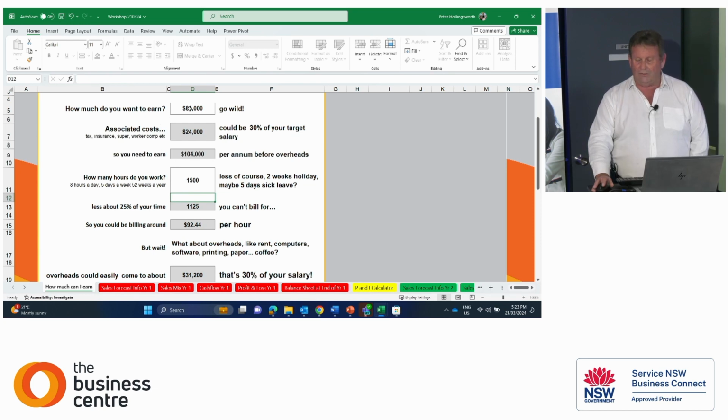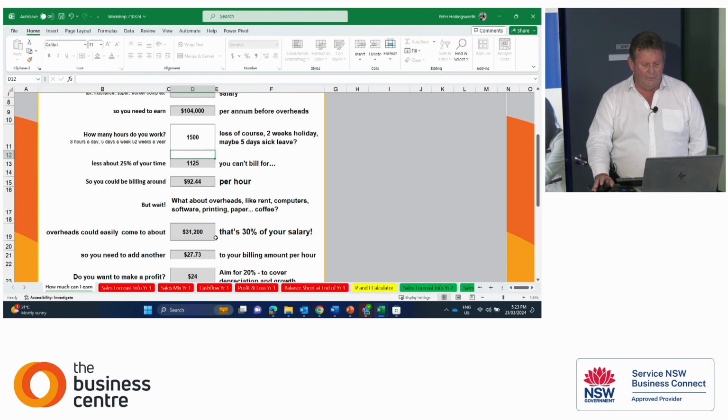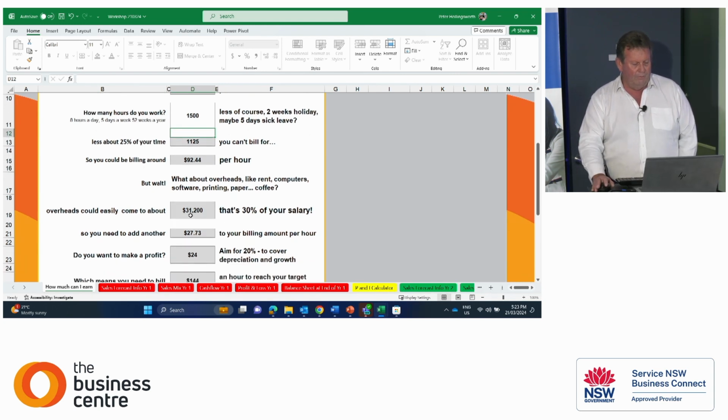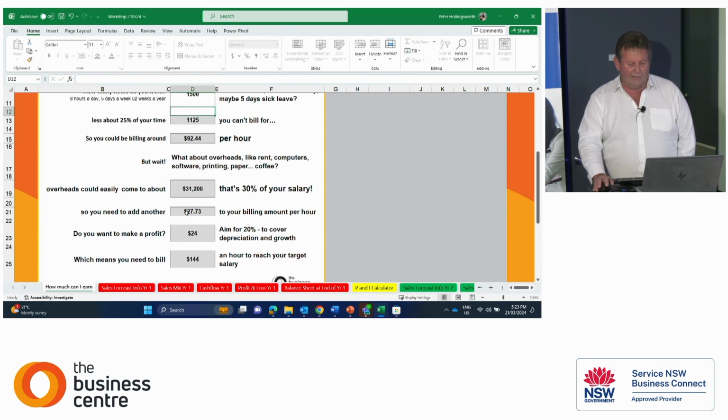So if you want to make 80,000, already you're at $92.44 an hour. But at this stage, we haven't actually made a profit in the business. We haven't paid the overheads like rent or computers or insurances or taking a client out for a cup of coffee even. So if you say your overheads could be as much as 30%, these are hypothetical numbers, by the way, there's no rhyme nor reason to these, it's just to illustrate, you could need to add on maybe another 30 grand or so to cover those sorts of overheads, which adds another $27 odd to our billable total.